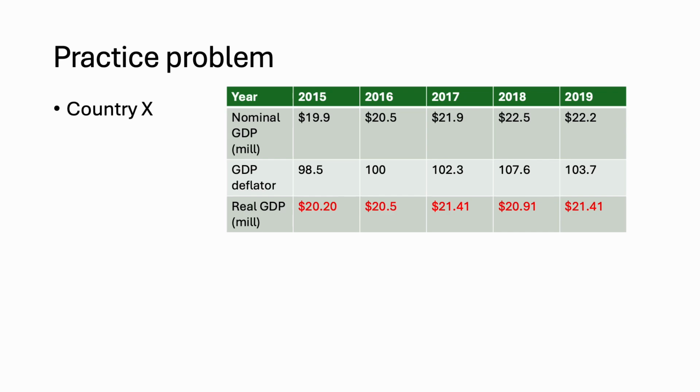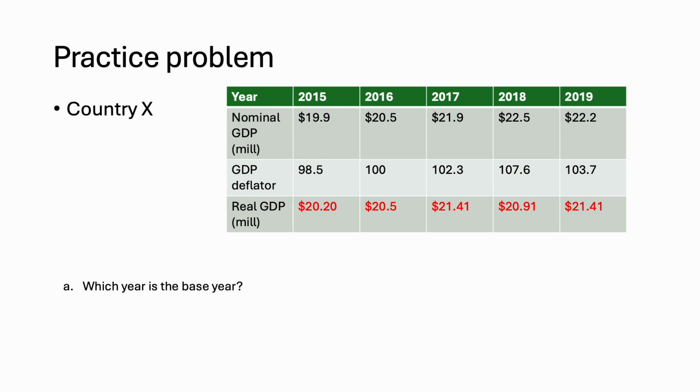Let's look at this practice problem. So we have country X and we're given a table of data. We're given nominal GDP and we're given the GDP deflator, and we're going to have to calculate the real GDP for each year. But first of all, question A, which year is the base year?